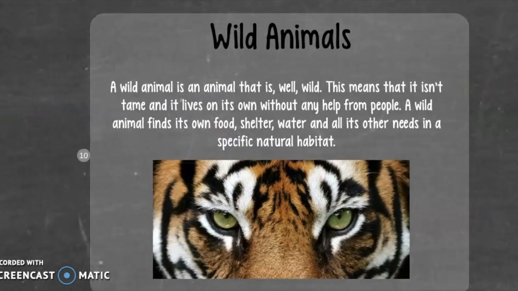Now that we're done with domestic animals, we can learn a little bit more about wild animals. A wild animal is an animal that is, well, wild. This means that it isn't tame, donc pas apprivoisé, and it lives on its own without any help from people. A wild animal finds its own food, shelter, water, and all its other needs in a specific natural habitat.